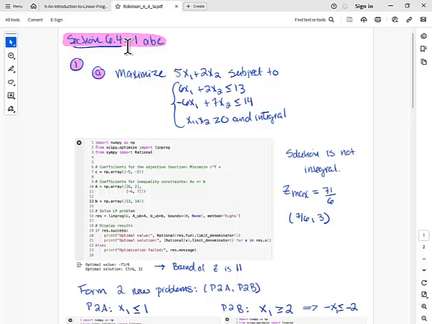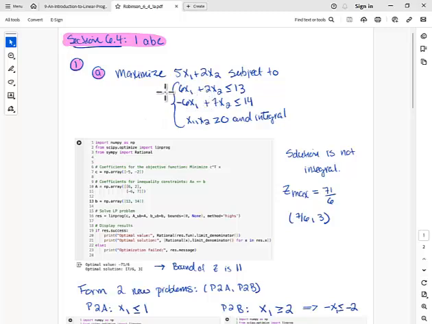Hi, in this video we look at branch and bound, and I'm going to look at one particular example. Problem 1a in section 6.4: maximize 5x1 plus 2x2 subject to two constraints and an integer condition on the two variables. Without the integer condition, that's a conventional linear programming problem, which we can solve using linprog or LP assistant or some conventional method.